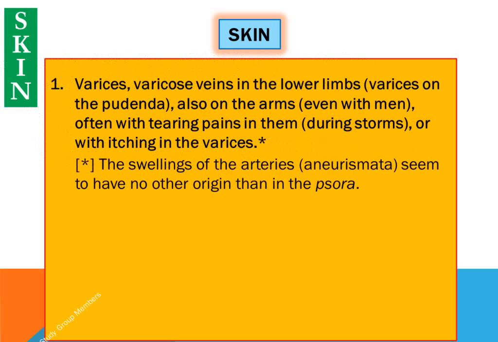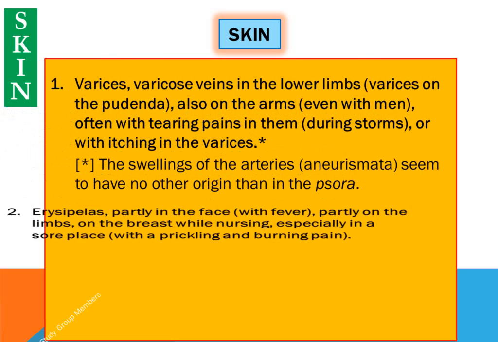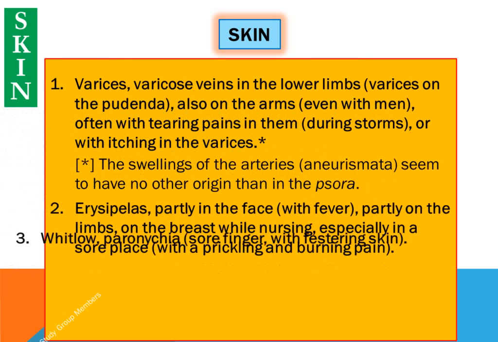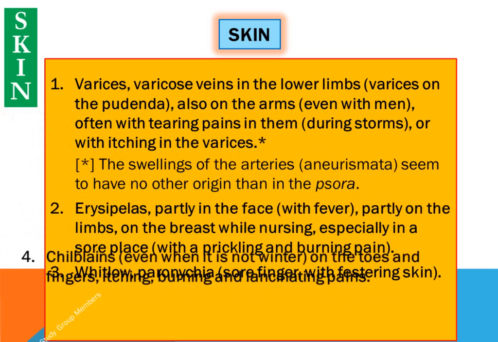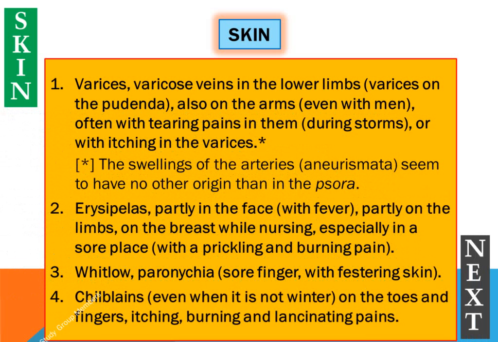Varices, varicose veins in the lower limbs, and varices on private parts, also in the arms, often with tearing pains in them, or that is during storms, or with itching of the varices. The swelling of the arteries, aneurysms, seem to have no other origin than psora. Then erysipelas, partly on the face with fever, partly on the limbs, breast, while nursing, especially in a sore place.